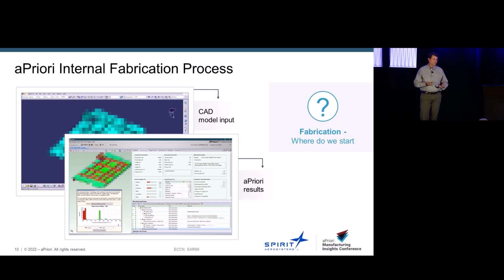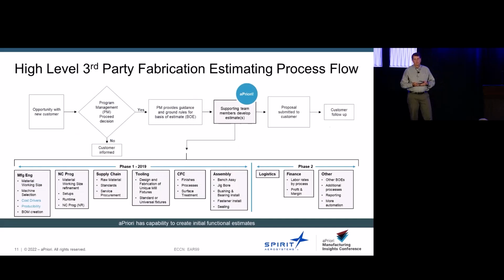So the engineering team that implemented it before, we then transitioned to helping the fabrication team figure out how we could use this. So this is a high-level flow of an estimate or request for a proposal coming in to our fabrication team, and then what the steps are it goes through. So we needed to look at where does aPriori fit into this process. So we got an idea of what the flow was.